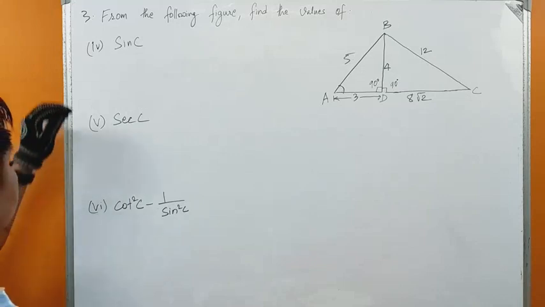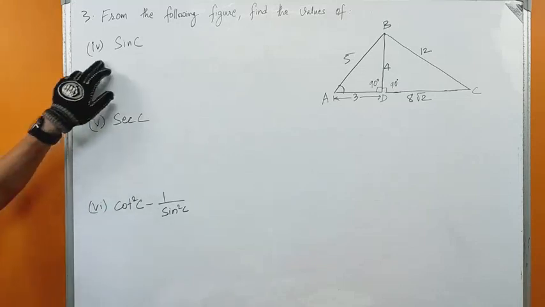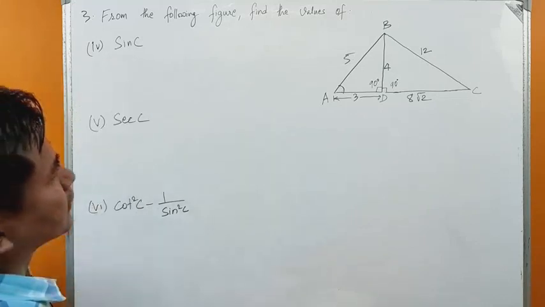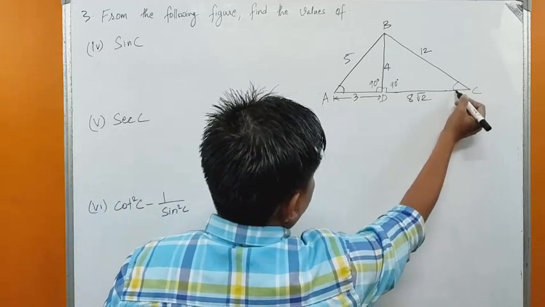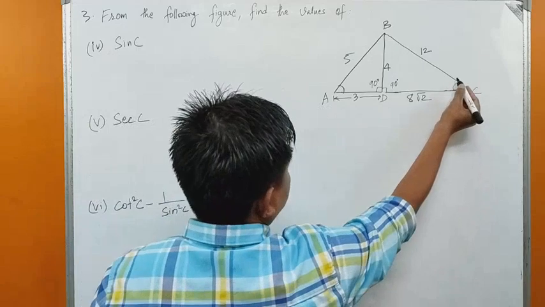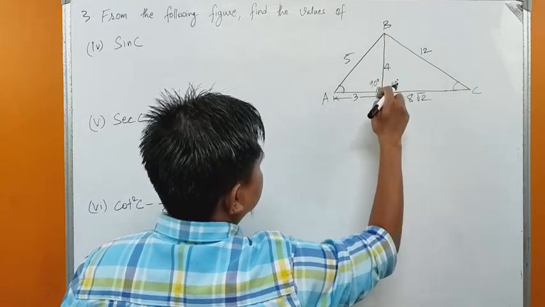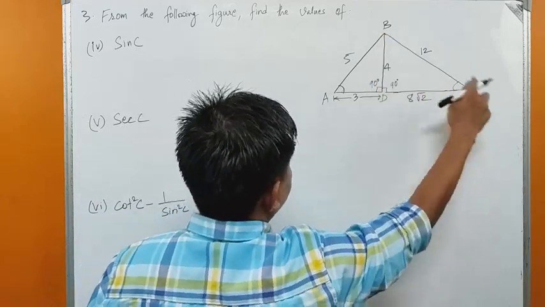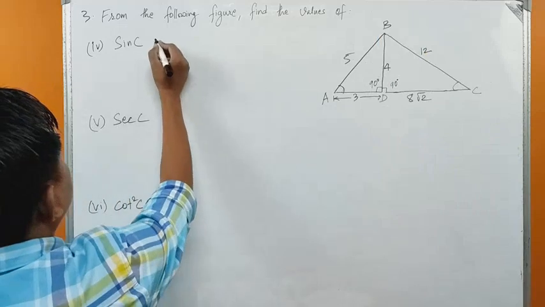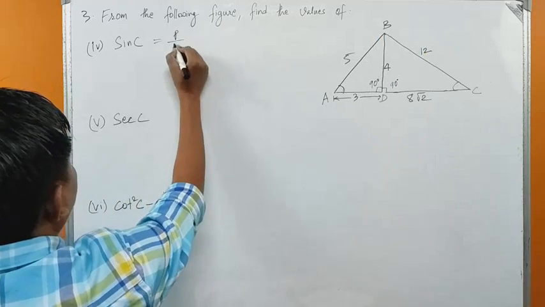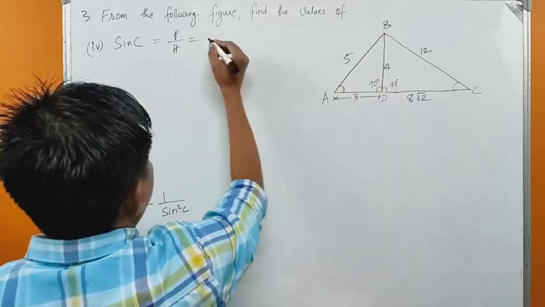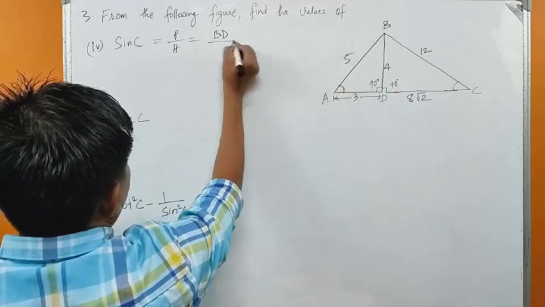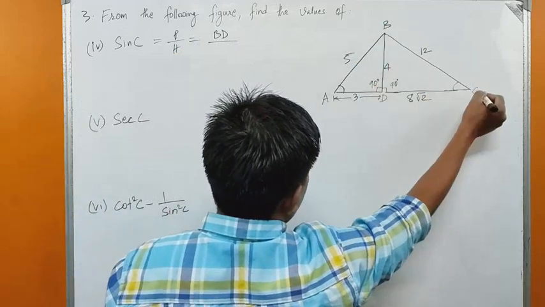Now let us do question number 4, 5 and 6. Question number 4 is sine C. Now we are talking about angle C. When we talk about this angle, perpendicular is BD, base is DC, hypotenuse is BC. So sine C means perpendicular upon hypotenuse, isn't it? So what is perpendicular? Perpendicular is BD, and what is hypotenuse? The longest side, BC.